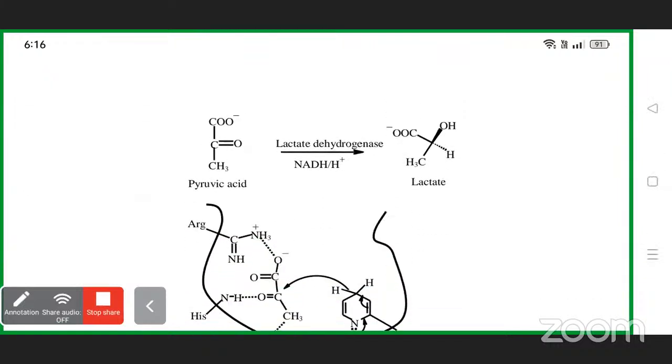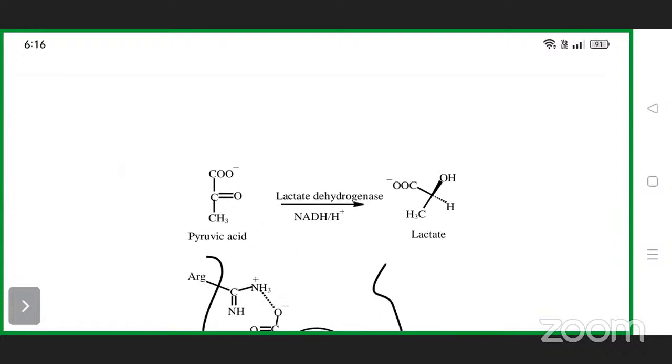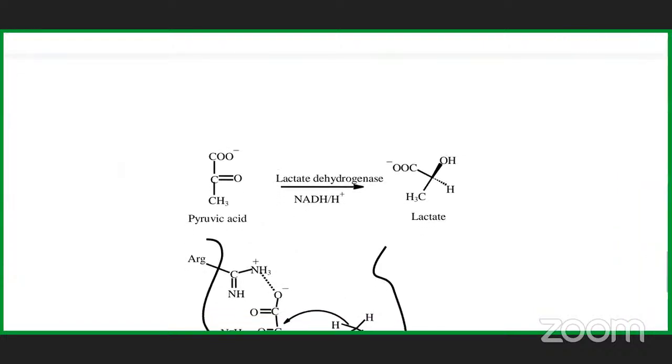So here is that pyruvic acid undergoing an enzymatic reaction in the presence of lactate dehydrogenase, the enzyme which is converting this pyruvic acid to lactic acid. So it is undergoing that reduction reaction, with lactate dehydrogenase in the presence of NADH.